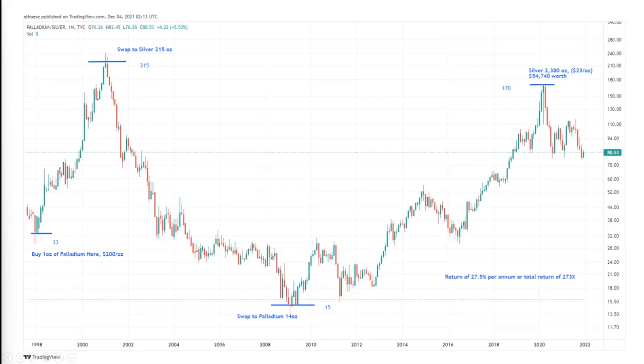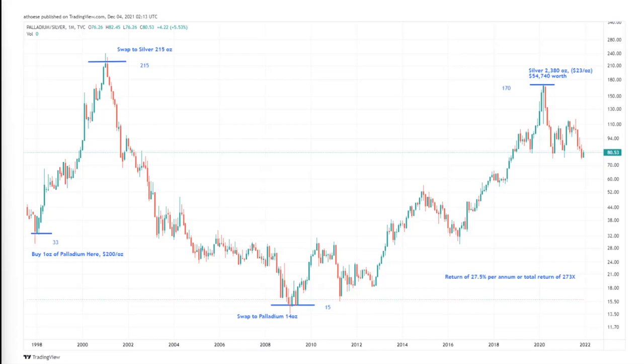It's worth $54,740. You put $200 in at 1998, 1999. So the return per annum is 27.5%, or a total return of 273 times your money. I don't know of that many investments that return this well over time, where you have to speculate and take on so much risk, when you can really not put too much risk here and get 273 times your money, a 273 bagger.